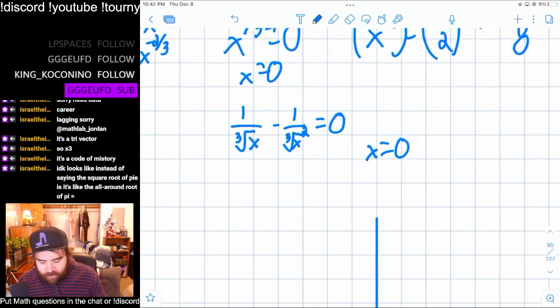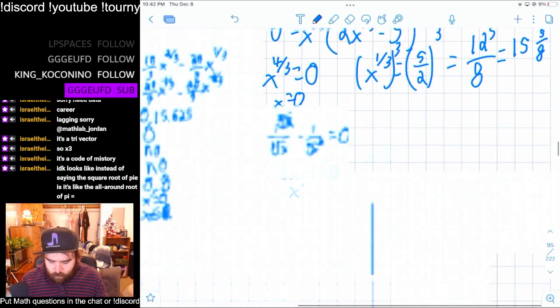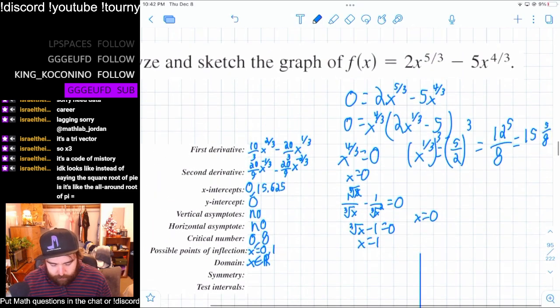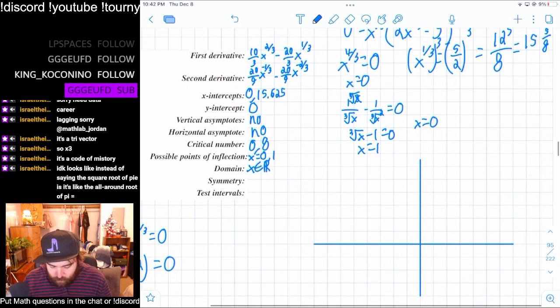But then let's find a common denominator here. So common denominator, we just need to multiply this by the cube root of x. So then when we set this equal to 0, we're going to have the cube root of x minus 1 equals 0. And so we're going to have x equals 1. So we're going to have another possible point of inflection at x equals 1. And both of those are defined, so those are actual possible points of inflection.